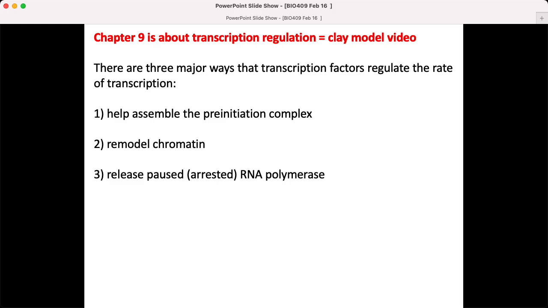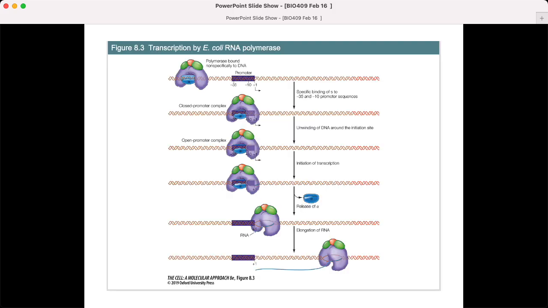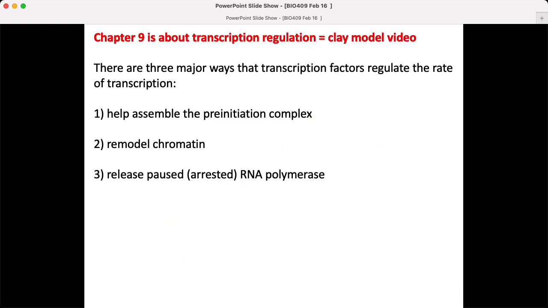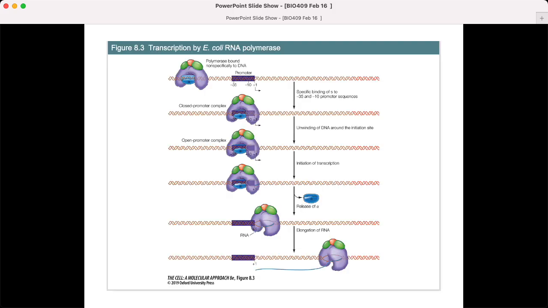Other questions people have about anything at all? All right. So let me just say, in chapter 9, before we talk about these examples, chapter 9 starts out with a couple sections on regulation of transcription in bacteria.